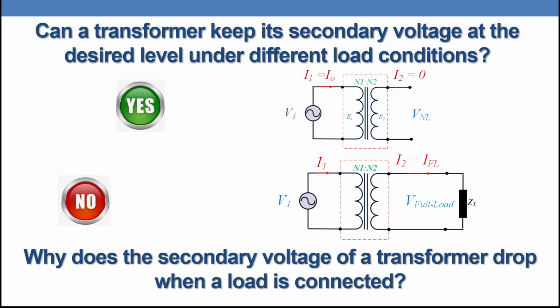And that leads to another question. Why does the secondary voltage of a transformer drop when a load is connected? Because the transformer has impedance, R equivalent and X equivalent, and that causes a voltage drop within the transformer. But the answer can be yes as well. If we increase the source voltage to offset the effect of the voltage drop inside the transformer, we can have full load voltage equal to no load voltage. But in this case we have a voltage regulation because the primary voltage is increased above the rated value.